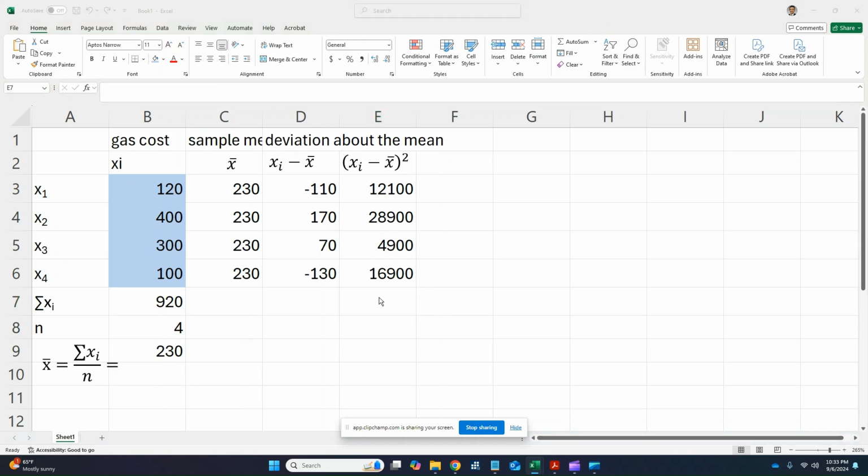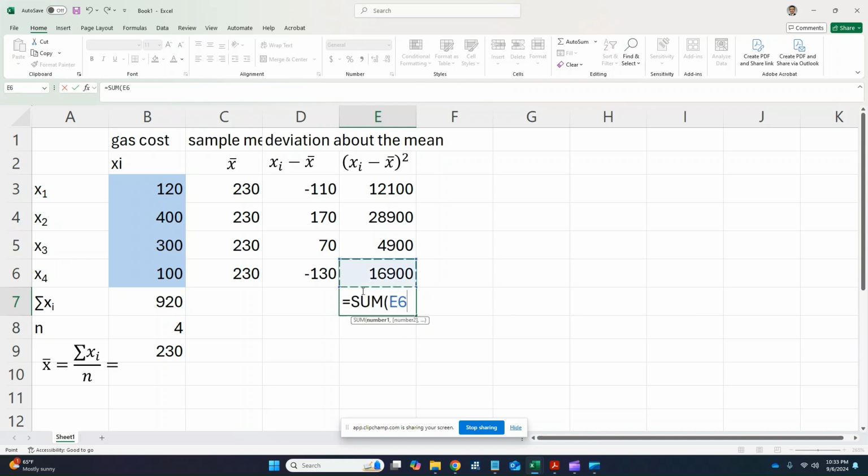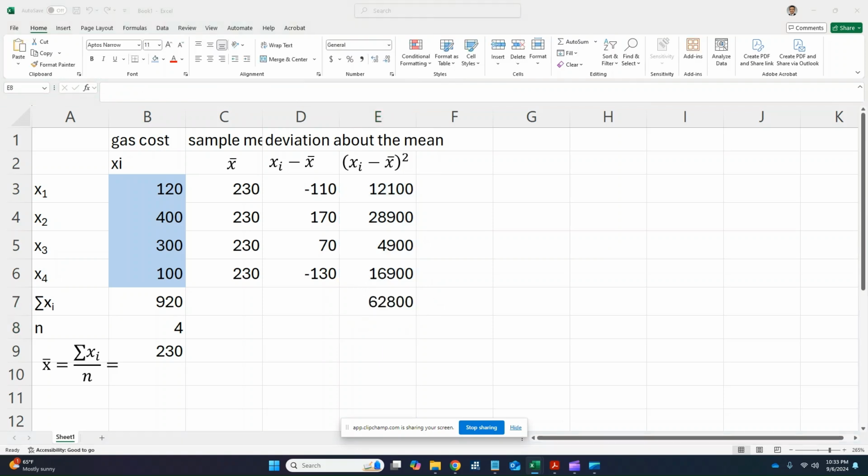And now what I'm going to do is add them together, using the Excel command sum. This is the sum of the square deviation. So I'm going to write it here: the sum of square deviation.